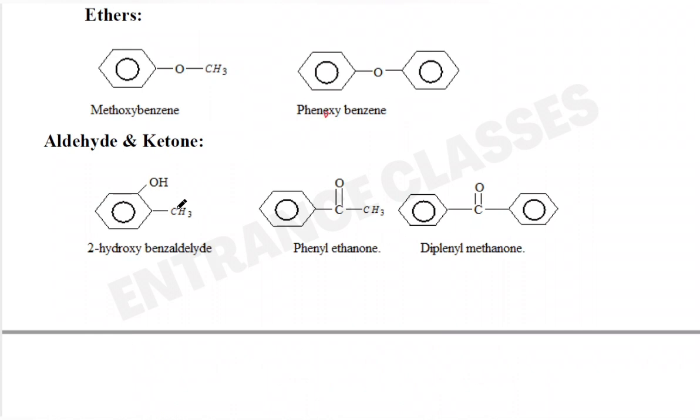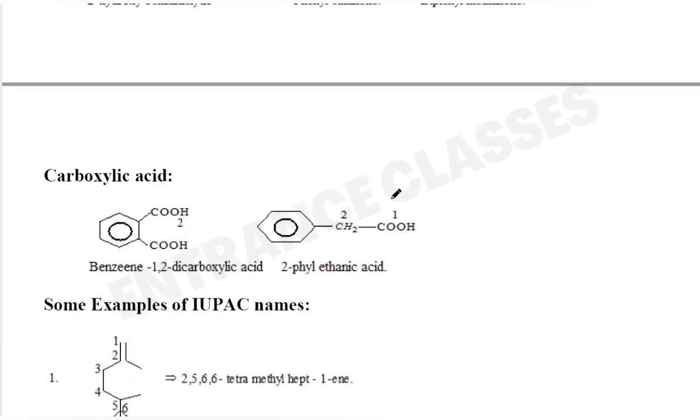Now aldehyde and ketone. Here it will be 2-hydroxybenzaldehyde, CHO, benzaldehyde. It will be phenyl methyl ketone, right? Ethanone practically, not ketone. That is phenyl ethanone, 2 carbon atoms. Diphenyl methanone, that is a single carbon diphenyl derivative.